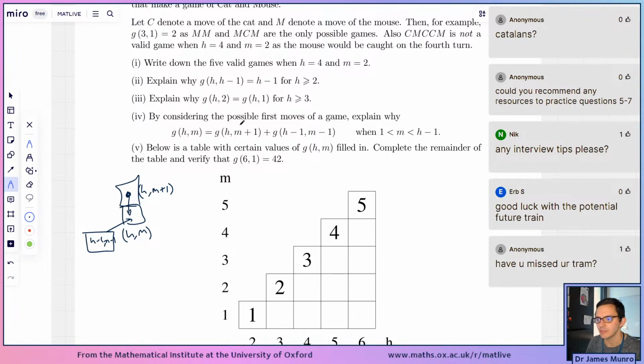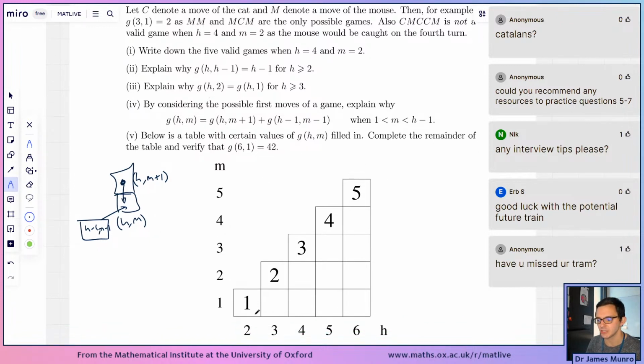Because we already knew some values up here, G of H comma H minus 1. So when M is equal to H minus 1, which is this diagonal, it's H minus 1. Okay, so we filled in those numbers. G of H comma 2 is equal to G of H minus 1 for H bigger than 3. What's this? I would like H comma 1 as well. Is that part of the question? No.